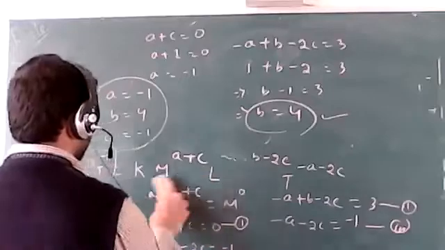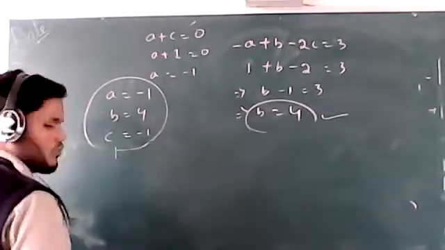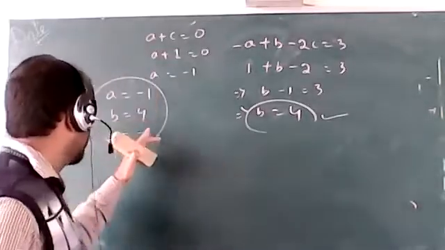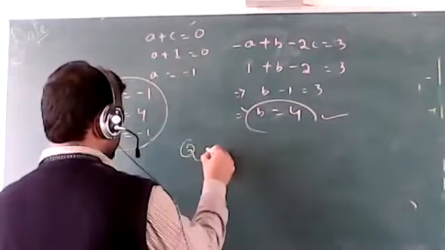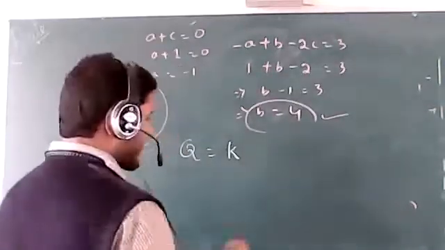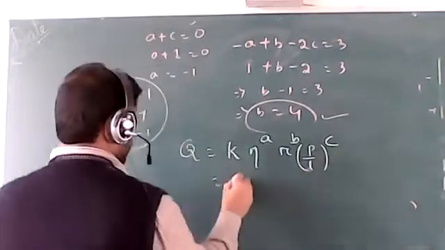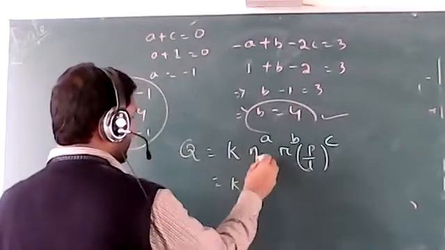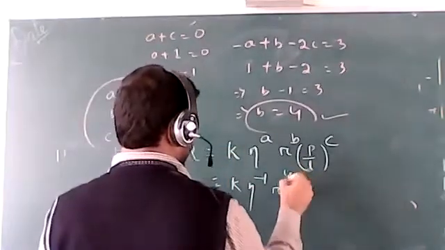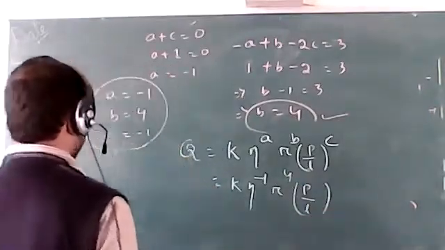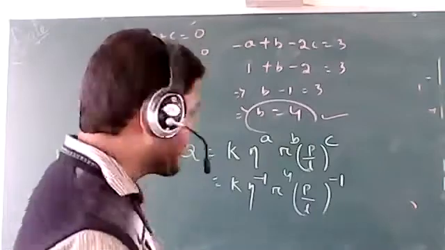Then if we put these values in this particular equation, what will happen? A equal to minus 1, b equal to 4 and c equal to minus 1. Q equal to some constant k, we have taken eta to the power a, r to the power b, and p by l to the power c. So k into eta to the power a means minus 1, r to the power b means r to the power 4, and p by l to the power c means minus 1. So we can write like this.